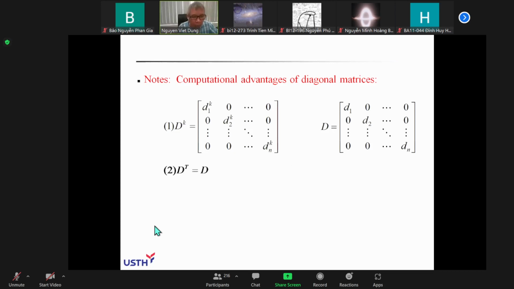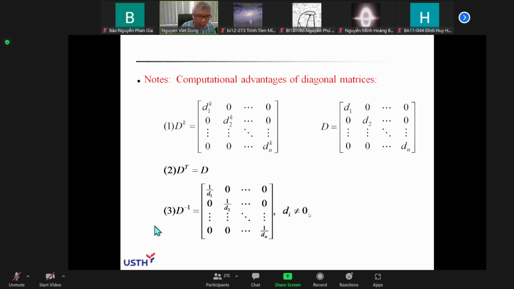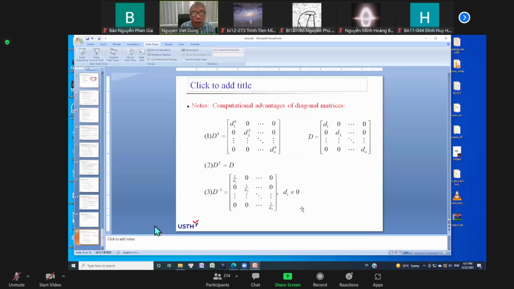The next one, obviously, if you take the transpose, nothing changes. And the last one, in case the entries Di are non-zero, then D will be an invertible matrix, and its inverse is a diagonal matrix like that. Its entries equal 1 over D1, 1 over D2, and 1 over Dn. So that is the end of lecture number 6, and we continue right now with lecture number 7.